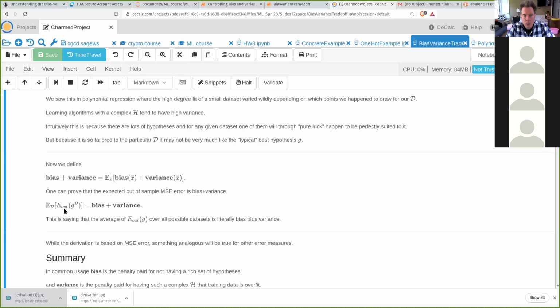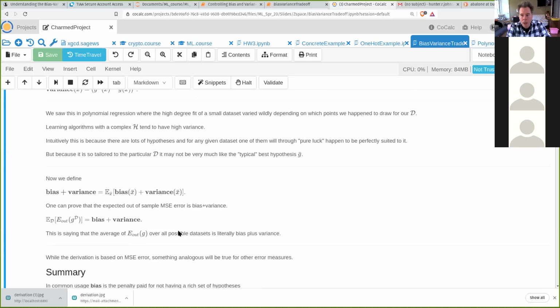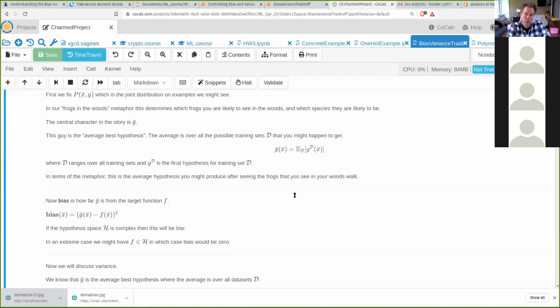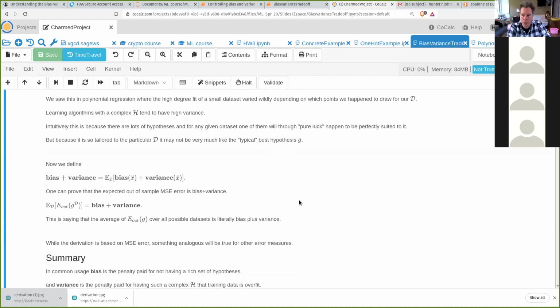So here you have the out of sample error of GD. GD is the hypothesis that you produce given the training set D. So if you average those over all possible training sets, this is kind of like the expected error that your algorithm is going to have. The expected error that your algorithm is going to have is going to be bias plus variance. So this is sort of generally true. What we actually did here is mostly like the mathematics of this are for mean squared error, but it's kind of morally true in all natural error measures.